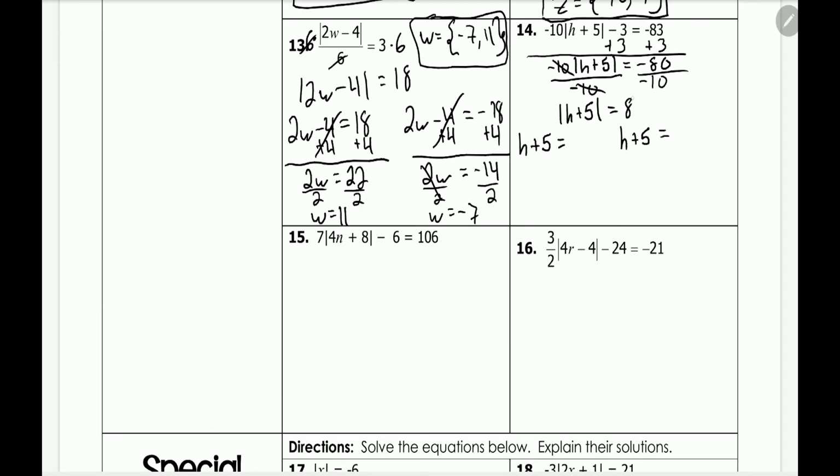Then we look on the other side of the equal sign, it's 8. So we're going to have -8 and +8. Now we just have to solve this equation. So we're going to subtract 5 on both sides. We're left with h is equal to -8 minus 5, which is -13. And then we're going to have h is equal to 8 minus 5, which is 3. So our final answer is going to be h equals {-13, 3}. And that's going to be our final answer for number 14.